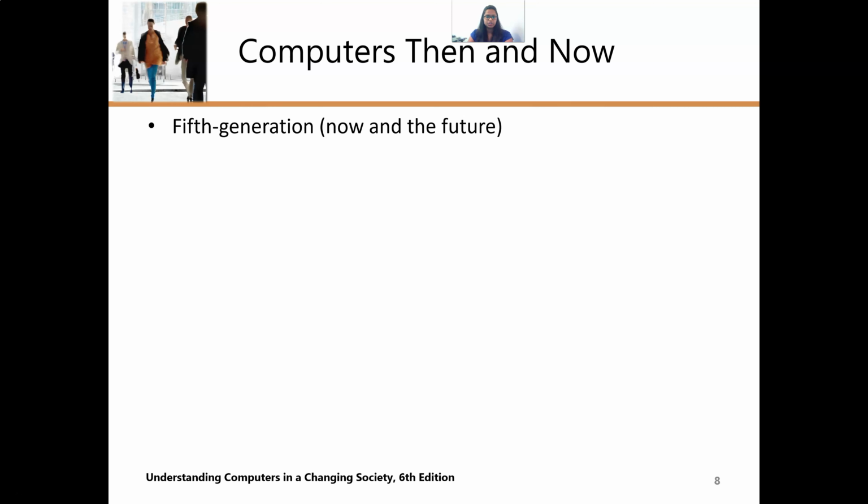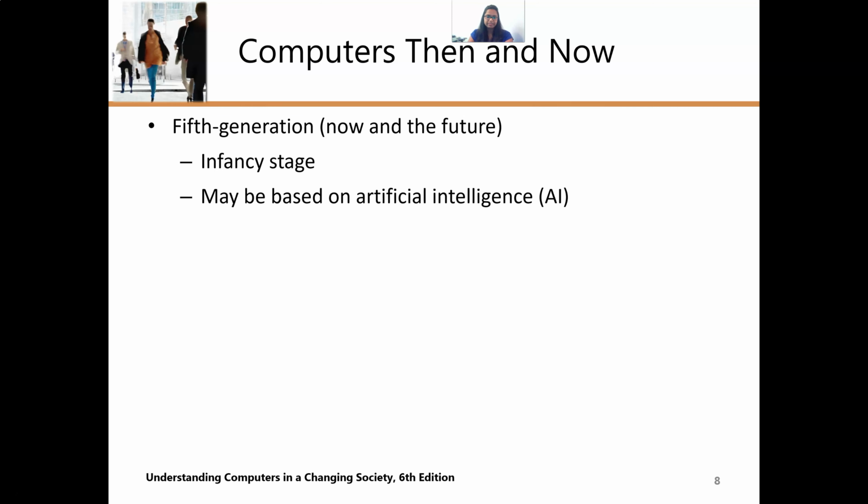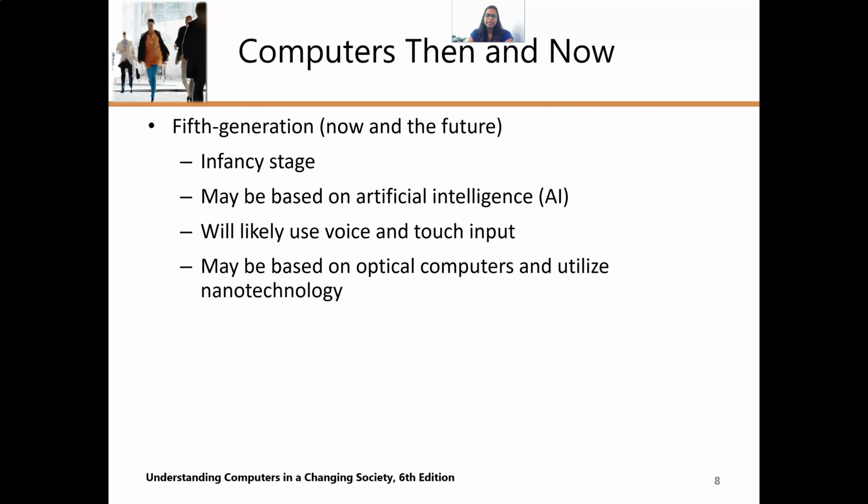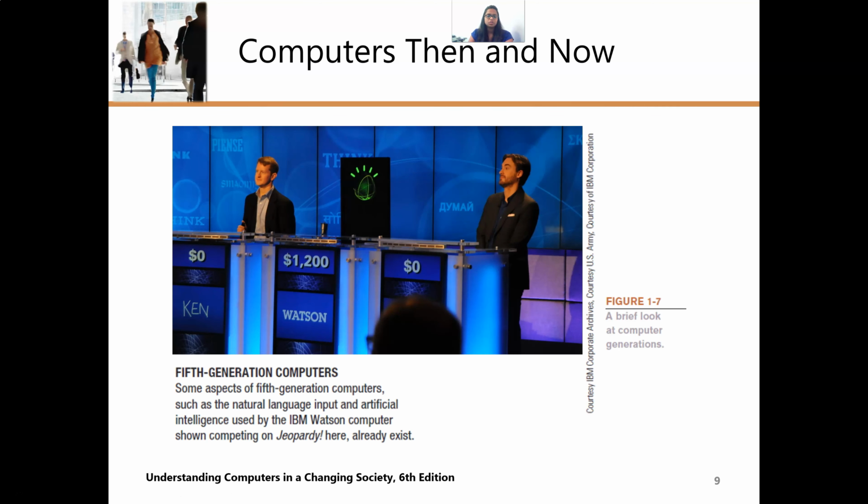Moving to the fifth generation of computers, that is what we have now. It uses mainly artificial intelligence. Here it says that it will likely use voice and touch input, but I'm sure we already have a lot of devices which use voice and touch input. Our smartphones are one of the examples. So here is a 5th generation computer by IBM Watson Studio.